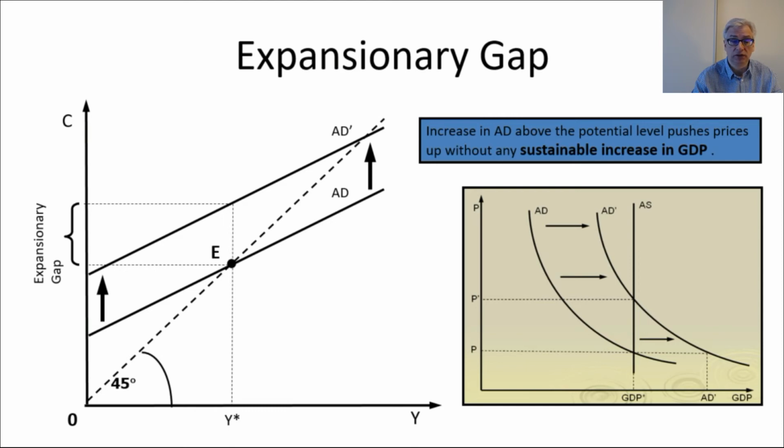You can see this also in the classical model, this graph to the right. AD shifts to the right. There is a disequilibrium here, and this disequilibrium would disappear, prices would go up, and the new equilibrium is achieved, right? So we've got inflation resulting from expansionary gap, but we do not have an increase in GDP. It's not possible to grow beyond potential GDP.